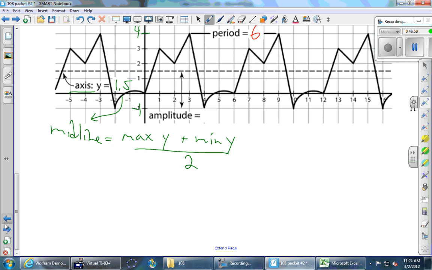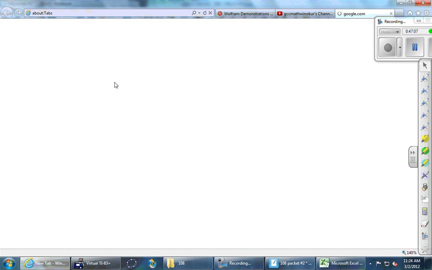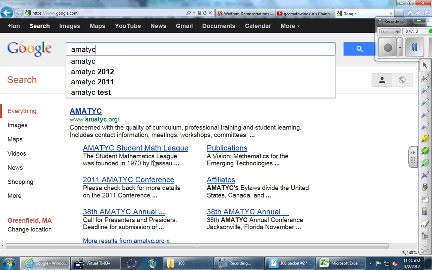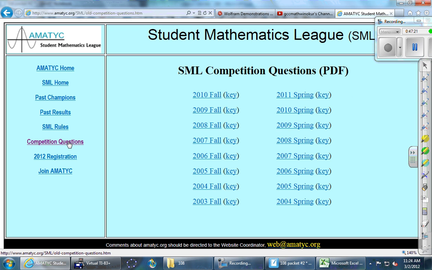There are answer sheets online. I can show you guys. I don't have answer sheets that I printed. In fact, I've printed several different exams for this class. So if you just Google Matic, I can show you where you'll find old exams. Matic Student Math League, and then past competition questions. And right there you will find all the exams from almost the last 10 years. It happens every semester, and there are answer keys as well. Any other questions about this?